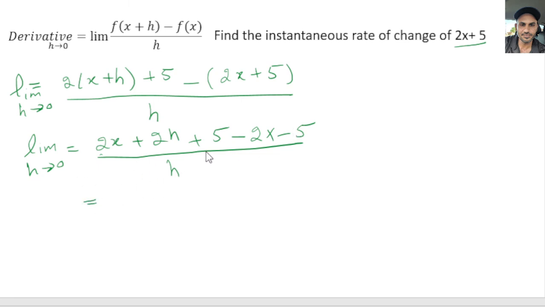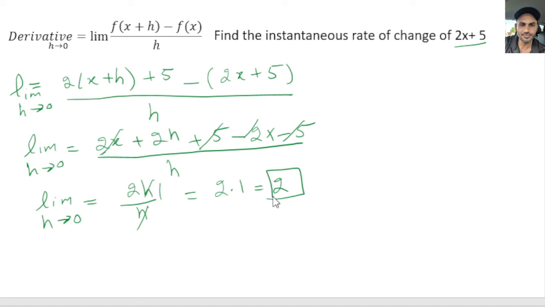Now let's simplify further by eliminating some terms. This 2x cancels the negative 2x, and 5 cancels the negative 5. You're left with 2h over h. Then we cancel h in the numerator and denominator, and you're left with just 1. So 2 times 1 is equal to 2. So the limit as h goes to 0 of this function is 2. This is our final answer. Alrighty, that would be it.